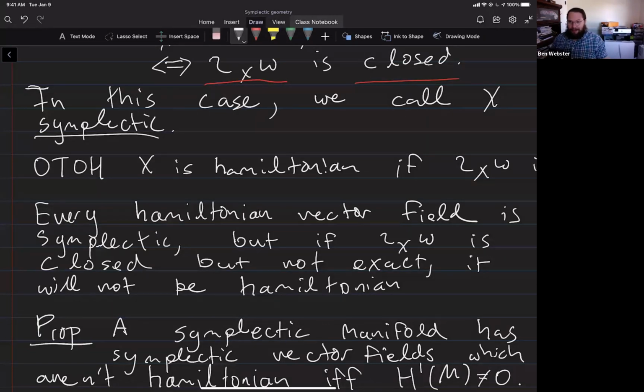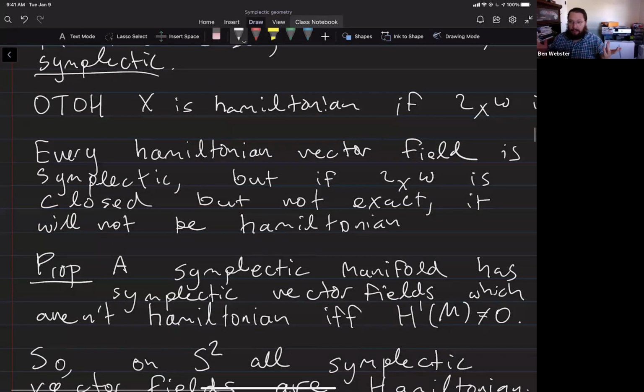If you are on a manifold that has non-zero de Rham H^1, then there is a closed form which is not exact, and you can cook up a vector field whose pairing with the symplectic form will be that one form. And that will be a vector field which is symplectic, but not Hamiltonian. On the other hand, if the de Rham cohomology in degree 1 vanishes, then all closed forms are exact, so every symplectic vector field is Hamiltonian.